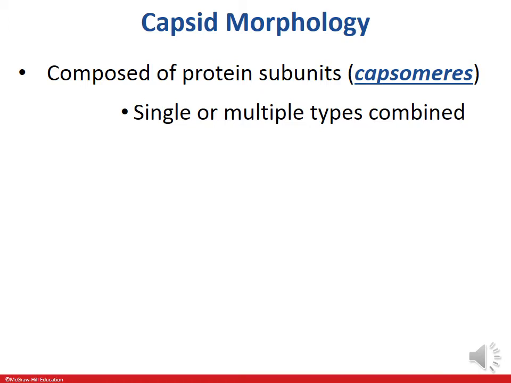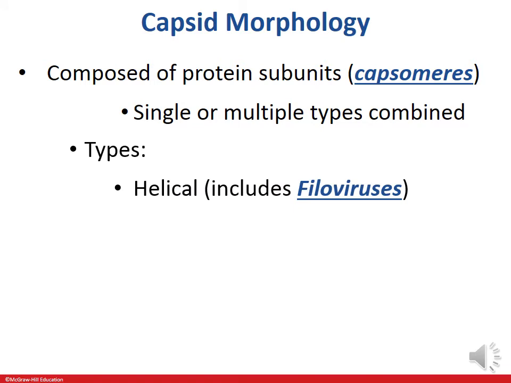So we mentioned that sort of geometric shape one. The faces of that icosahedron would be one type of capsomere, and then the corners would be a separate type of capsomere. So those proteins then are put together in different varieties. If it's a helical, think of like a hollow tube essentially, those would be helical capsids. One subtype of a helical capsid would be the filoviruses like Ebola. We'll see some examples of each of these here shortly.